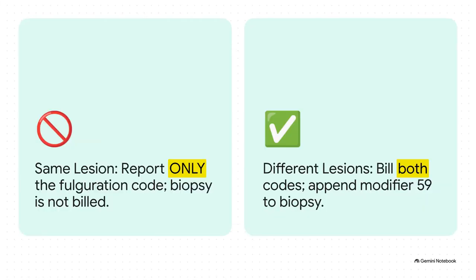So what exactly happens if the surgeon does a biopsy and a fulguration in the exact same session? Well, you have to interrogate that operative note. If the doctor biopsies a lesion and then fulgurates that exact same lesion, the biopsy is bundled right into the fulguration code. You only report the size-based code. However, if they biopsy one lesion on, say, the right wall, and then fulgurate a distinctly different lesion on the left wall, you get to bill both. You report the fulguration code plus the biopsy code, but you absolutely must append modifier 59 to the biopsy to signal to the payer that these were totally separate sites.